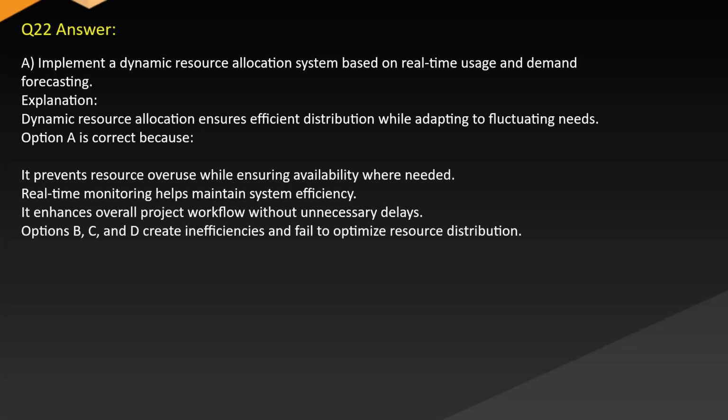Answer A. Implement a dynamic resource allocation system based on real-time usage and demand forecasting. Explanation. Dynamic resource allocation ensures efficient distribution while adapting to fluctuating needs. Option A is correct because it prevents resource overuse while ensuring availability where needed. Real-time monitoring helps maintain system efficiency. It enhances overall project workflow without unnecessary delays. Options B, C, and D create inefficiencies and fail to optimize resource distribution.